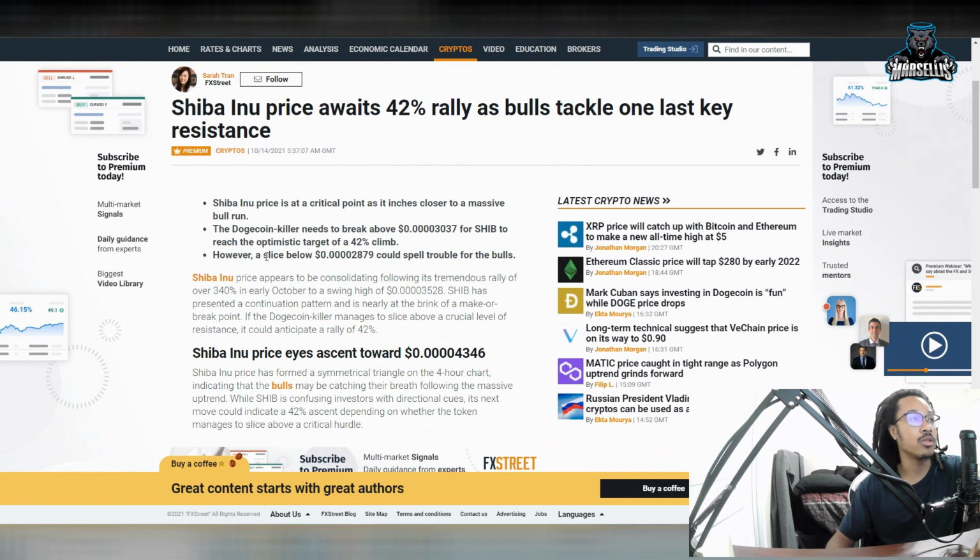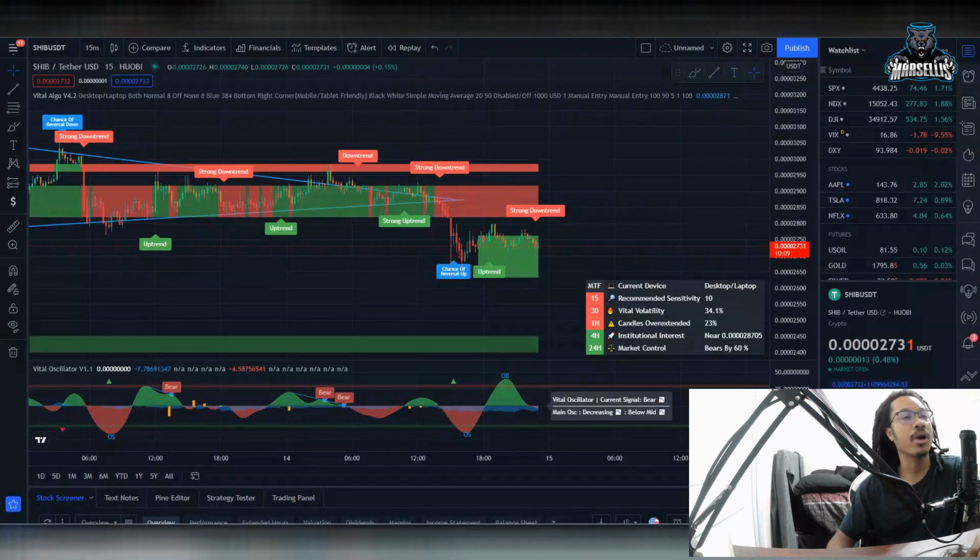The Dogecoin, you know what, needs to break above 0.0003037 for Shib to reach the optimistic target of a 42% climb. So they're saying we got to reach that 30 area for a 42% climb. However, a slice below the 2879 area could spell trouble for the bulls. And right now we're at 2731. So this could mean trouble for the bulls.